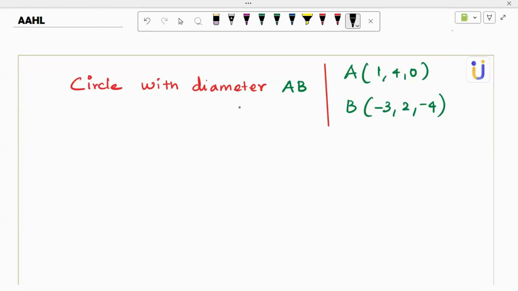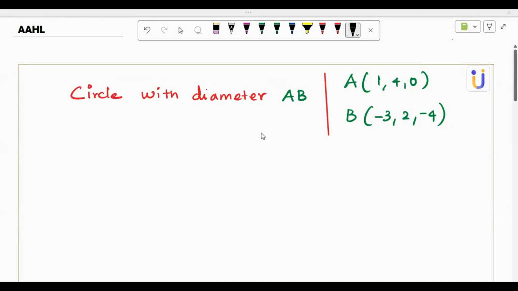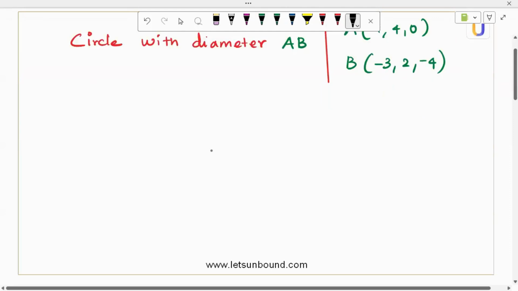This is a coordinate geometry in three-dimensional space question. A circle with diameter AB is given, and the 3D coordinates of A and B are separately given. The first part of the question asks for the center of the circle, and we have to find the radius in the next part, and then a cone-based question is embedded in it. We can first go for the coordinates of the center of the circle.